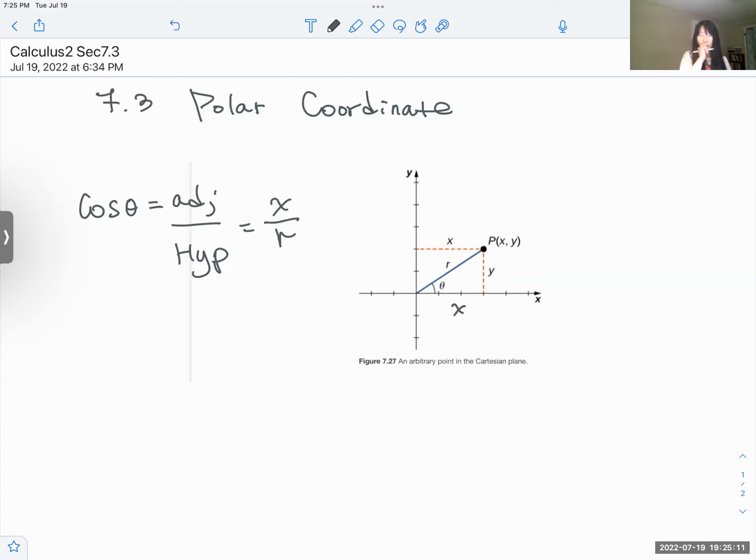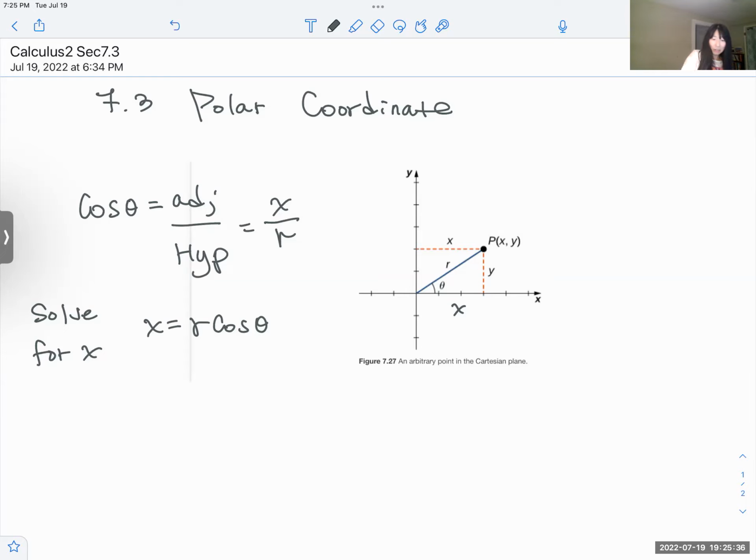Good. Now we want to solve for X. So X is equal to R times cosine theta, right? Every time I say the R, it sounds like a dog.